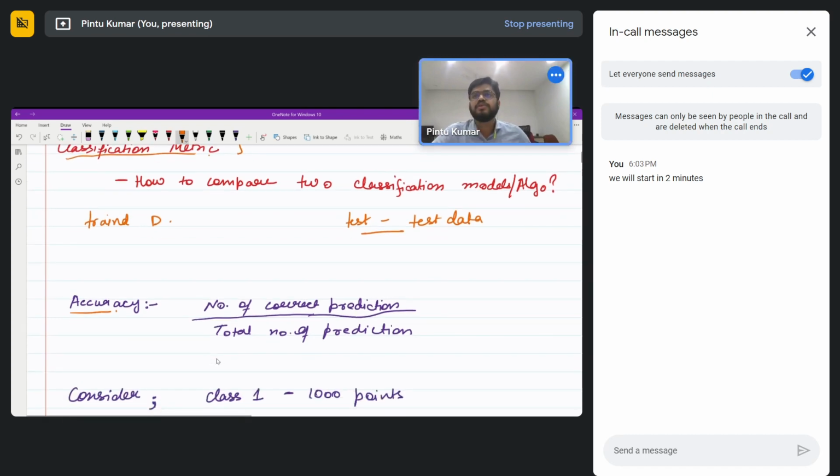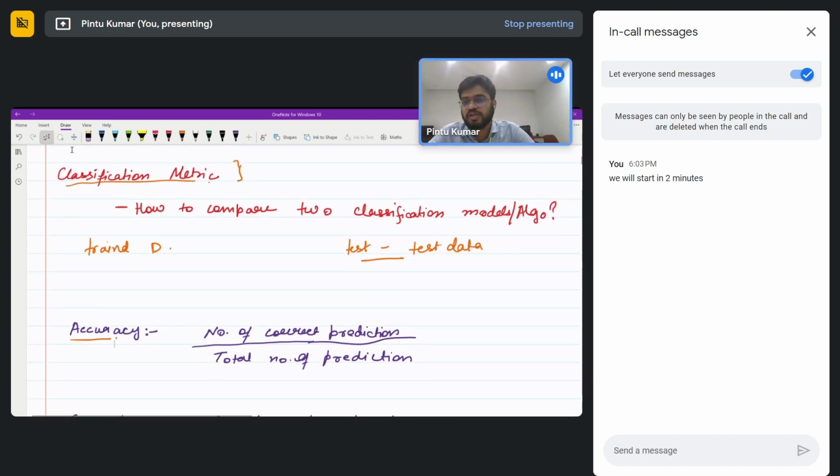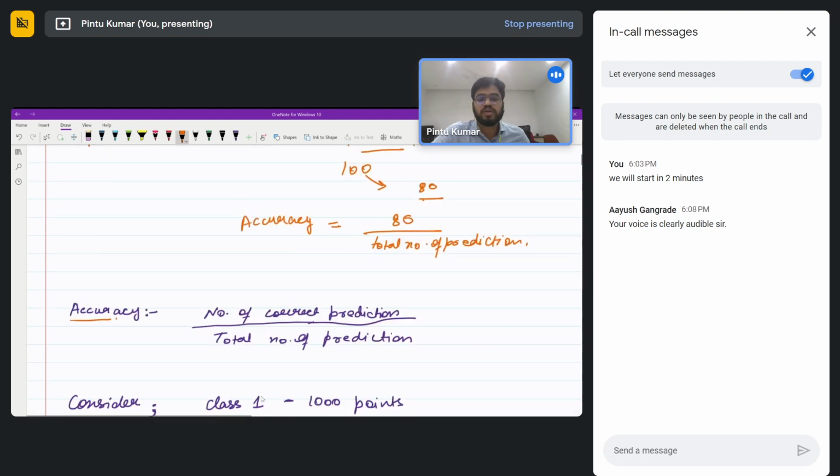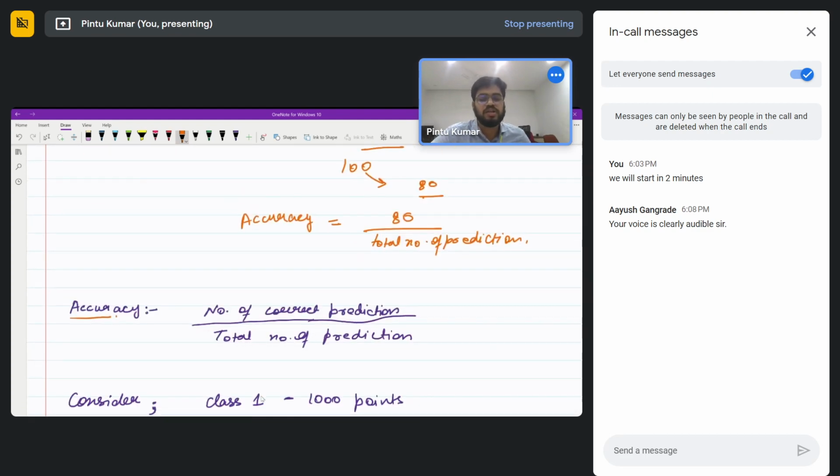So the first thing is accuracy. Let's say you had 100 points in the testing data and you made correct predictions on 80 of them. Then accuracy is given by the number of points where you made correct predictions divided by the total number of points where you are checking your prediction. This is quite intuitive, right? So accuracy is nothing but the number of correct predictions divided by the total number of predictions that you're making.